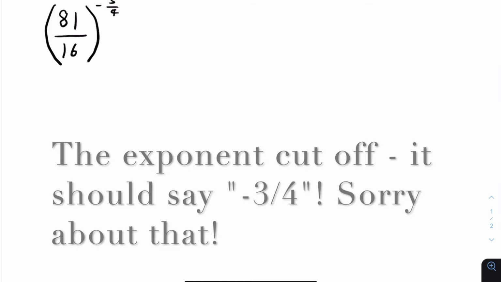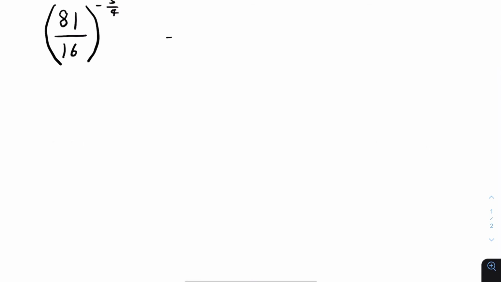First thing we want to do is eliminate the negative sign. Way we do that, flip the fraction around and get the reciprocal. That gives us 16 over 81 to the power of 3 over 4. Notice the negative is now gone. Now what we do is we'd actually put it in the form where we can actually evaluate it.